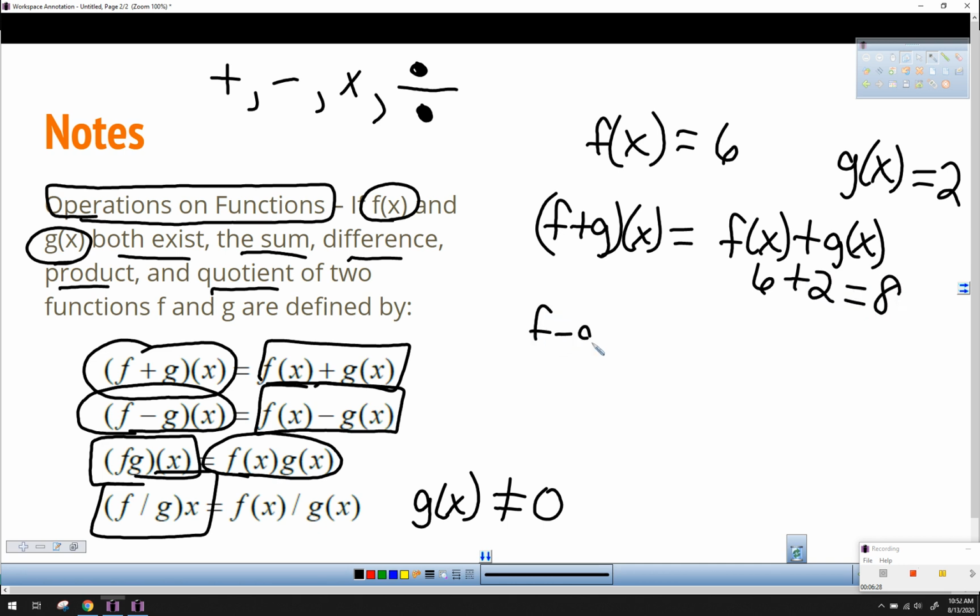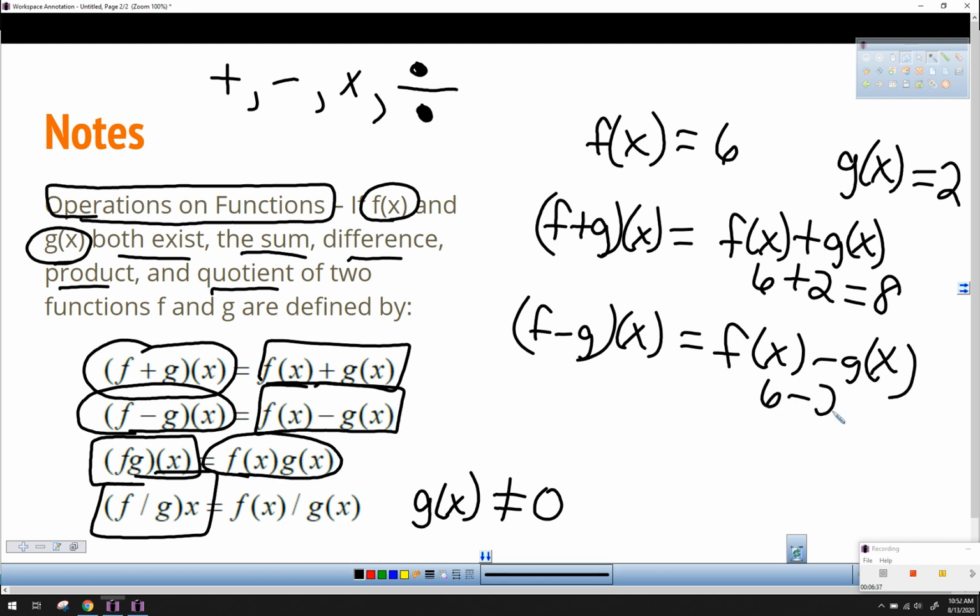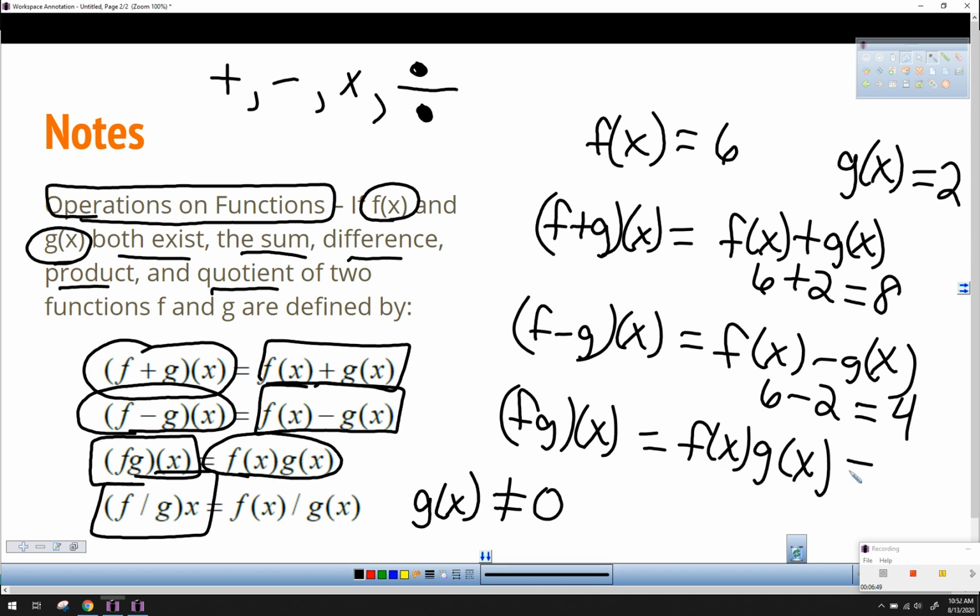If I wanted to know what the difference of those two functions are, it will be f of x minus g of x, and so that would be 4. If I wanted to find the product of those two functions, it will be f of x times g of x, so that would be 12. And then if I wanted to find the quotient of those two functions, then that would simply be 6 divided by 2, or 3. So the same operations that we do with our number system can be applied, generalized, to algebraic functions.